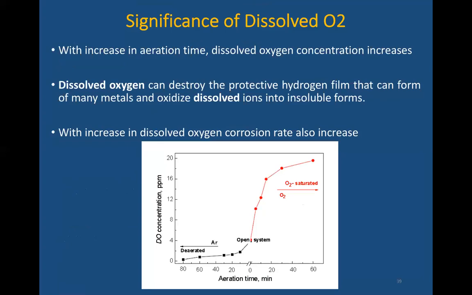Now significance of dissolved oxygen. As we said, dissolved oxygen can also influence the corrosion. So when you have different aeration times, the dissolved oxygen concentration increases. As dissolved oxygen concentration increases, what will happen? Then your corrosion rate will also increase. Dissolved oxygen can destroy the protective hydrogen film that can form on many metals and oxidize dissolved ions into the insoluble form. So with increasing dissolved oxygen, your corrosion rate will increase.